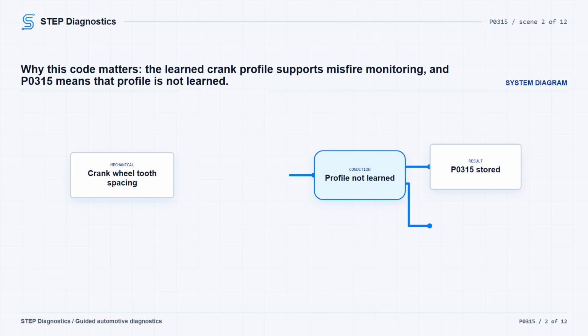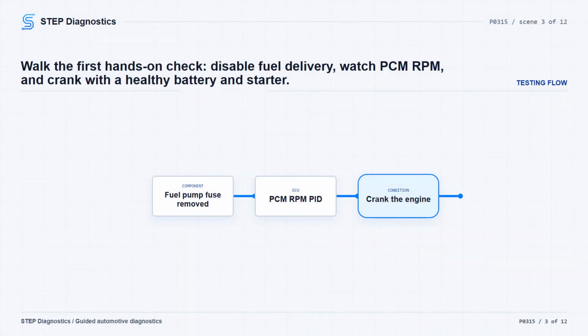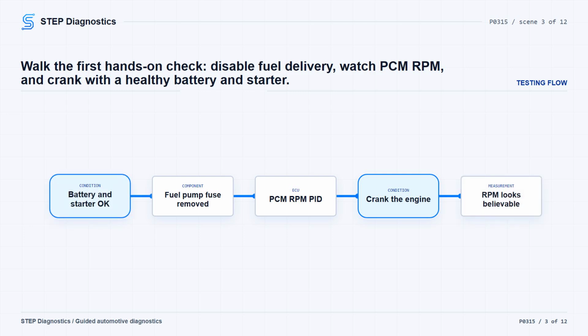Broadly, think about the learned profile, the crankshaft position signal, the pulse wheel condition, wiring and connector integrity, and the PCM side of the circuit. Start with the basic system checks, and if other codes are present, understand what they mean first, instead of treating every crank-related code the same way. For this code, the first useful split is whether the PCM sees a believable crankshaft position signal while the engine is cranking. Make sure the battery is fully charged and the starting system is working correctly.